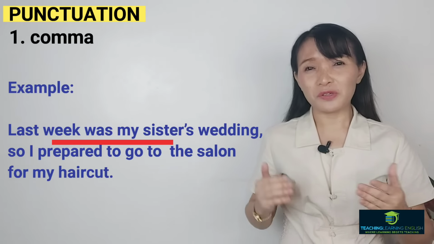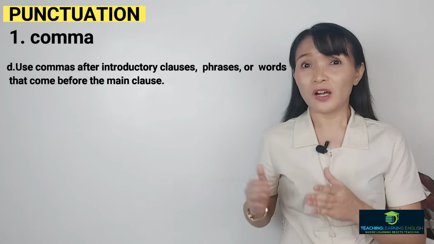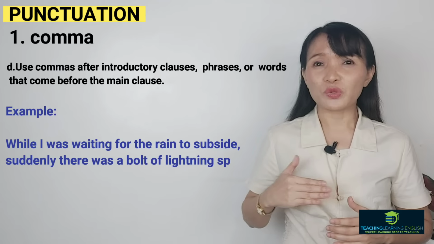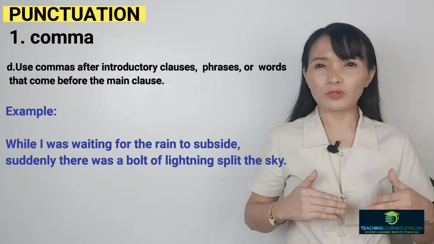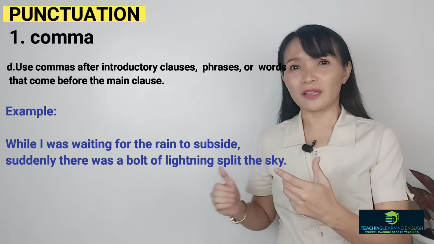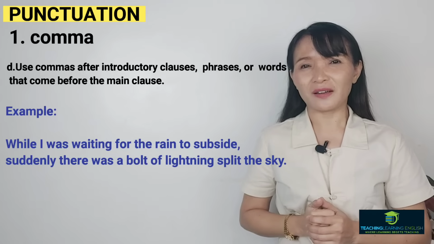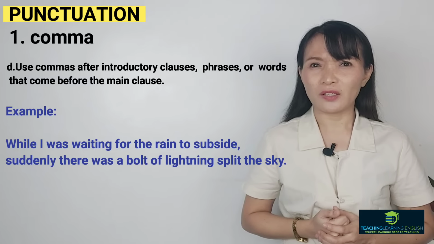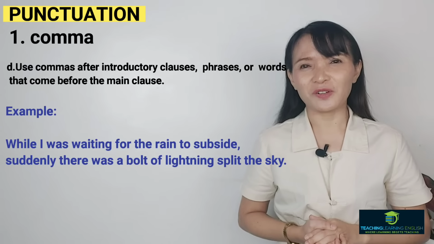The fourth one is use commas after introductory clauses or phrases or words that come before the main clause. For example, while I was waiting for the rain to subside, suddenly there was a bolt of lightning that split the sky. Where is the introductory clause here? While I was waiting for the rain to subside. You need to review your dependent and independent clauses.